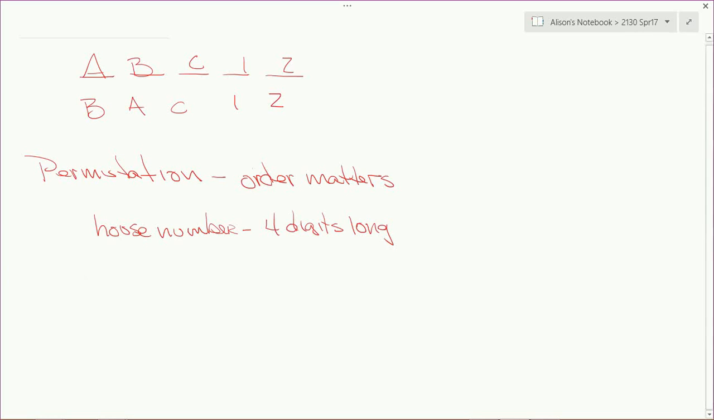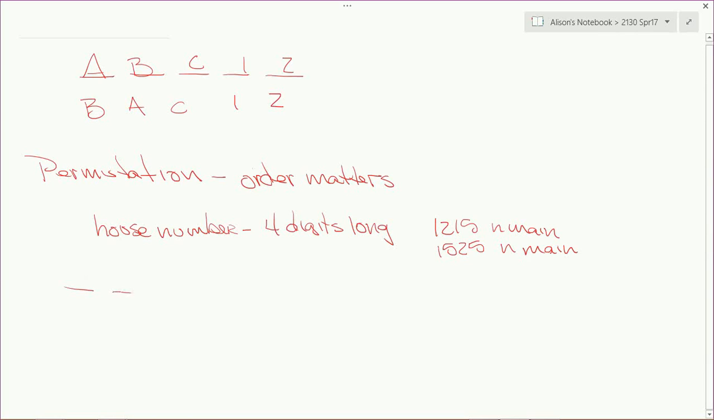So when I begin to decide how many house numbers I can have, I would have to ask myself the question, would 1215 North Main be the same address as 1525 North Main? And the obvious answer would be no, those are not the same. And so the order in which the characters appear matters. So I'm going to use permutations.